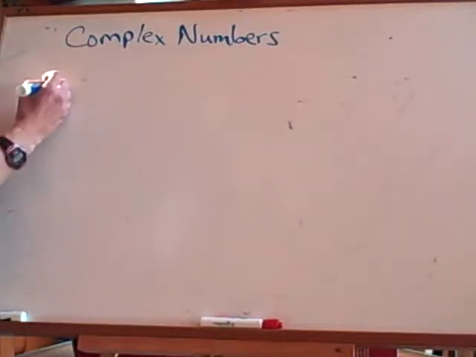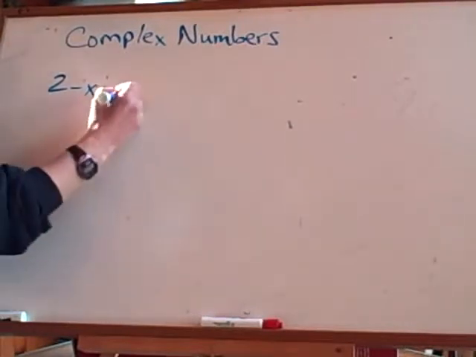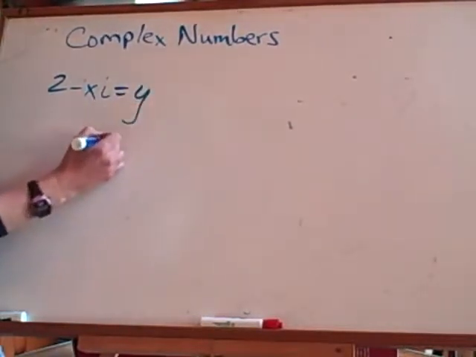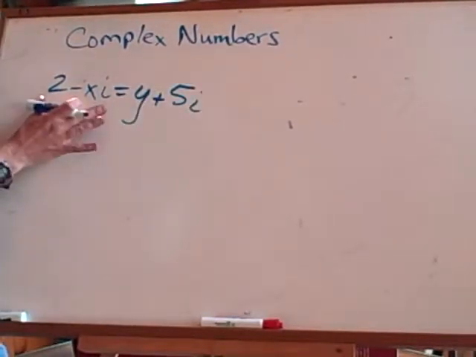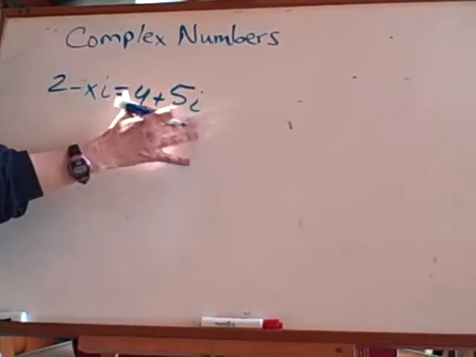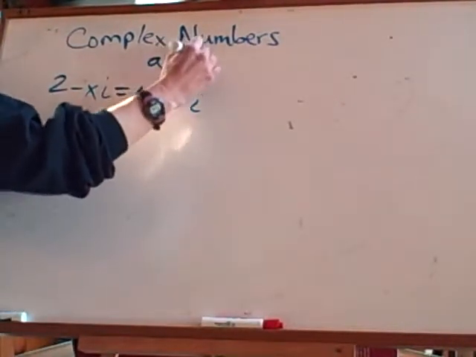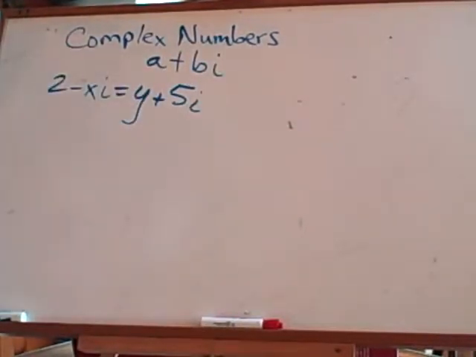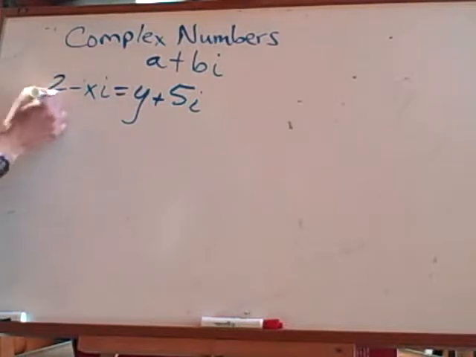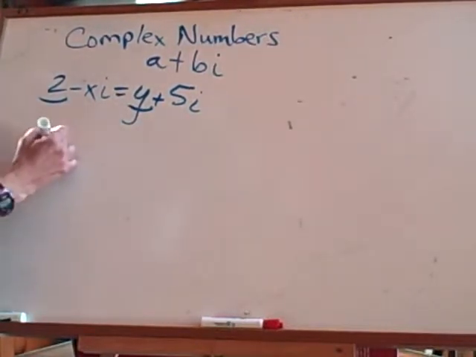Very good reasoning. All right, so we got 2 minus xi equals y plus 5i. So we have a complex number equals a complex number, and we want to solve for x and y. Remember, complex numbers are in the form of a plus bi. So first thing we want to do is look at our real components and set them equal. My real component here would be the 2, my real component here would be the y, so guess what? 2 equals y.